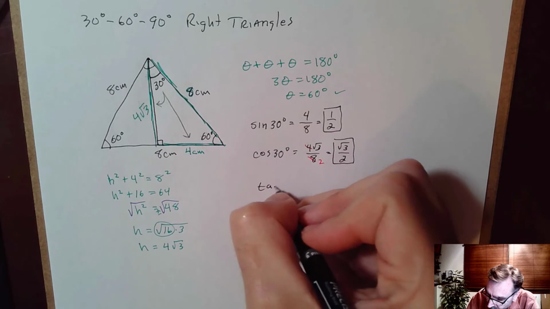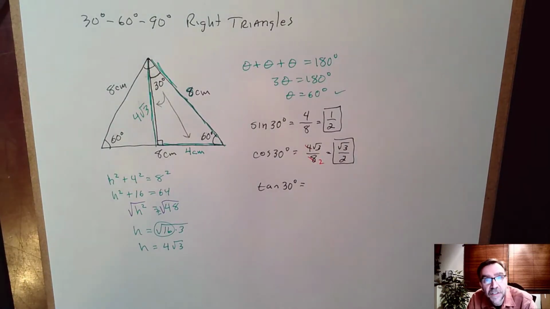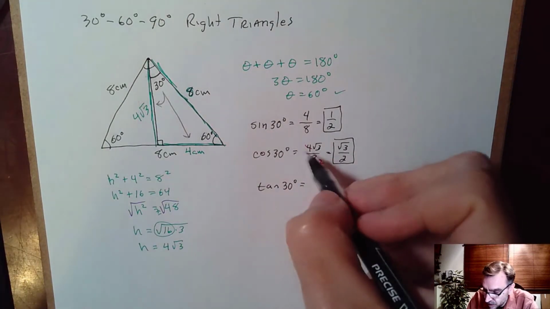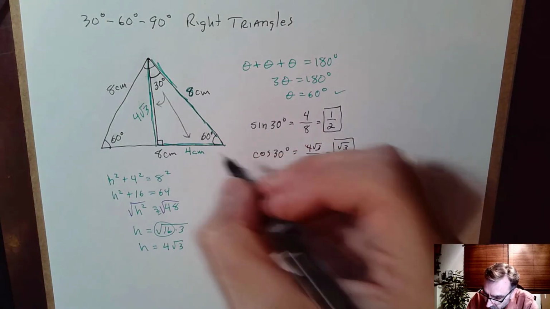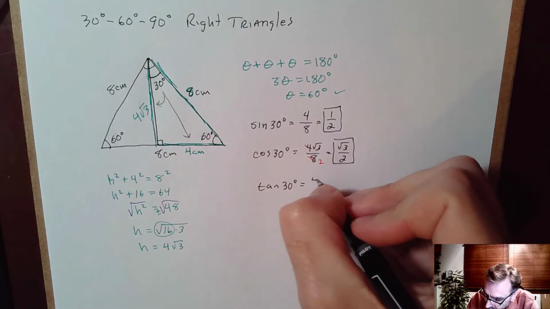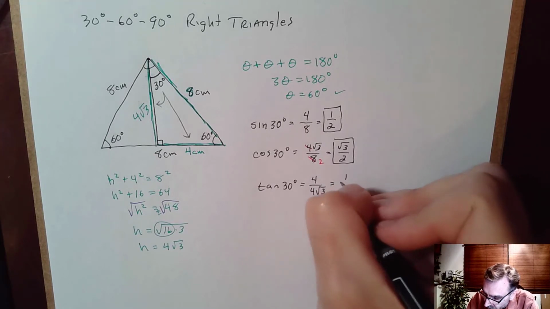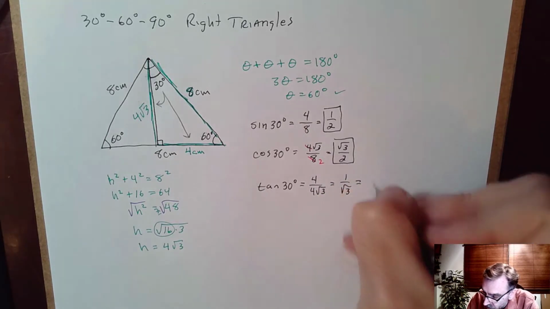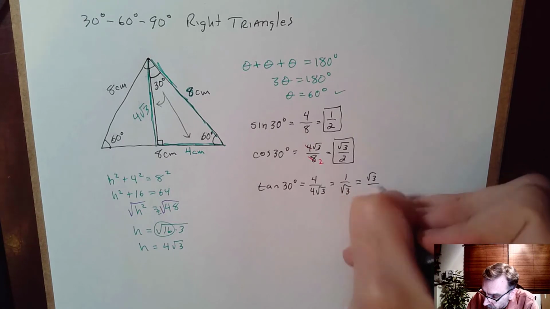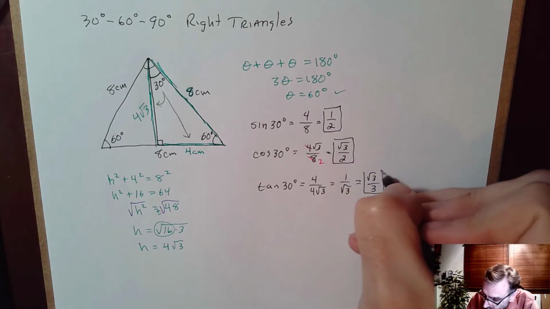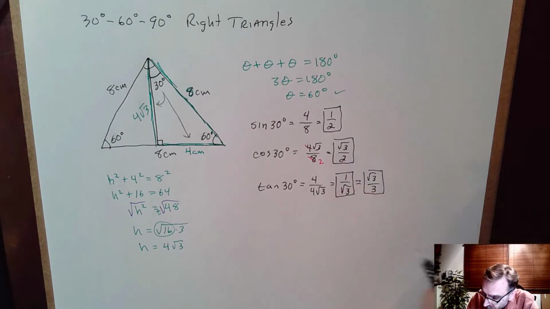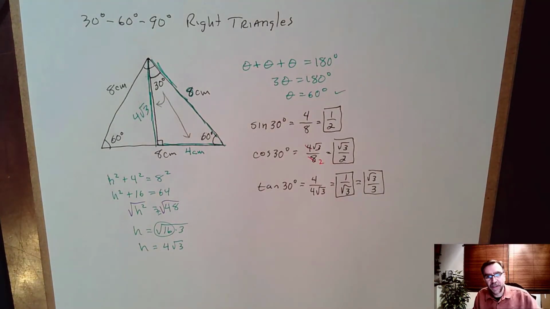And then tangent of 30 is defined. Tangent is defined as opposite over adjacent. So in this case, 4 over 4 root 3. And then the 4's cancel, and I'm left with 1 over root 3, which rationalizes to root 3 over 3. Those are the same. Okay, so let's check those on a calculator.